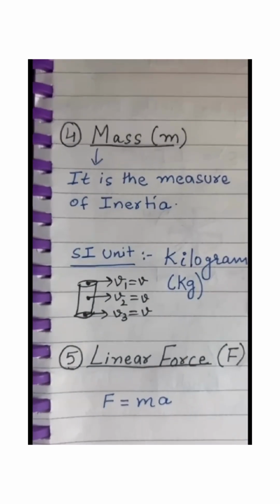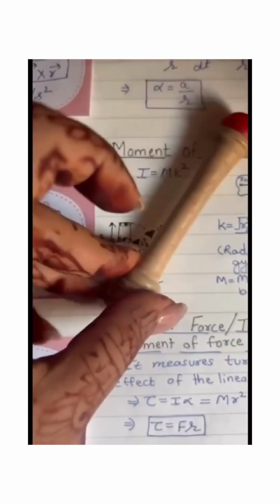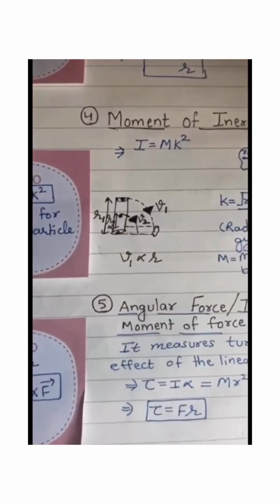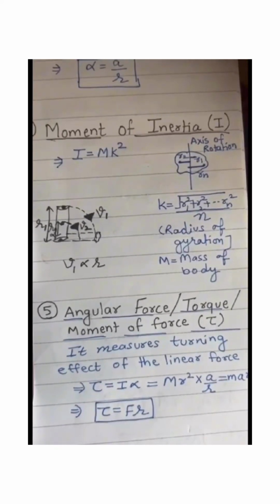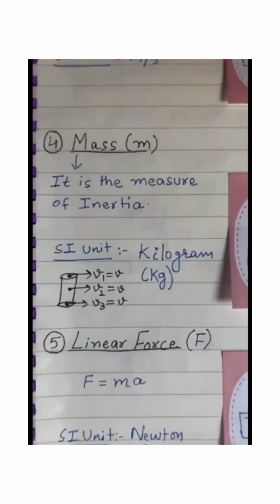The next term is mass, which is used in linear motion and is a measure of inertia. But in rotational motion, inertia is measured by the moment of inertia. Moment means we combine the inertia with the radius, and the formula of the moment of inertia is mk square, where k is the radius of gyration, which can be calculated by the formula as shown here according to the diagram. Here all the different points have different moments of inertia, which is a unique point of rotational motion.